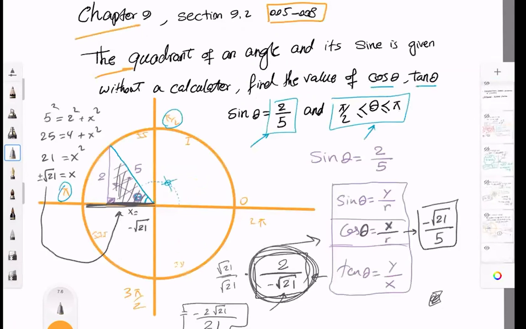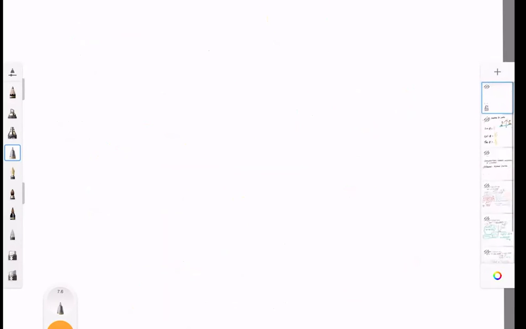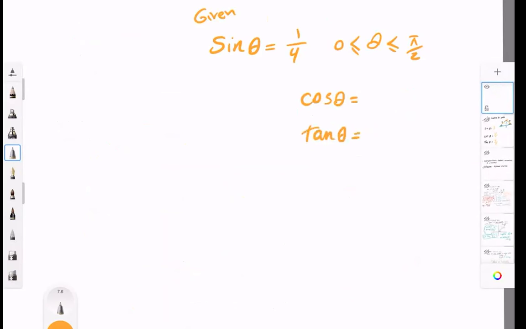I'm going to just explain quickly because that's my favorite question. What we have is sine of theta equal to 1/4, and theta is between 0 and pi half. So this is given, and they're asking us what is cosine theta and what is tangent theta, correct?